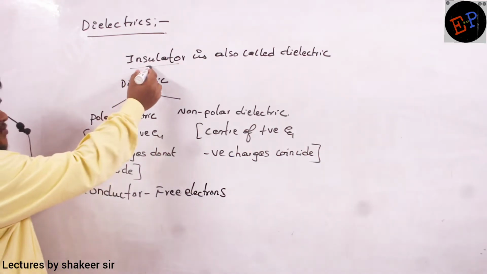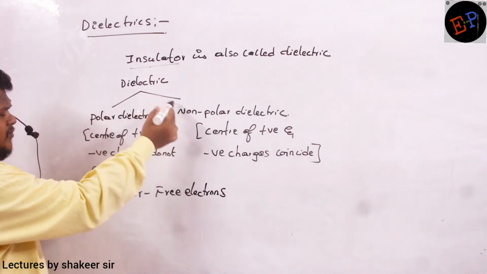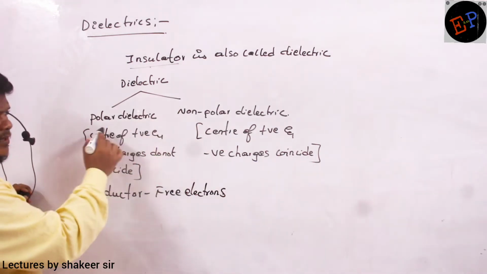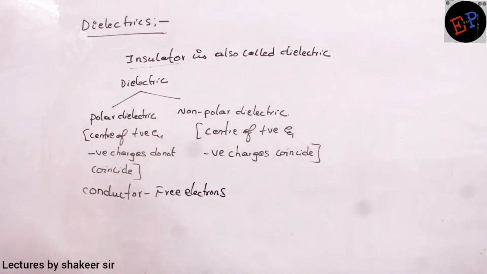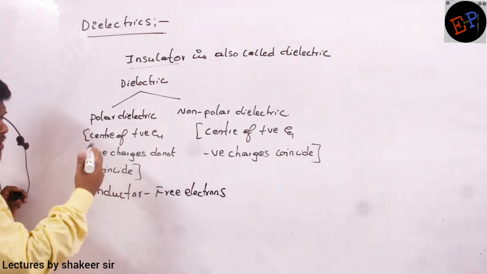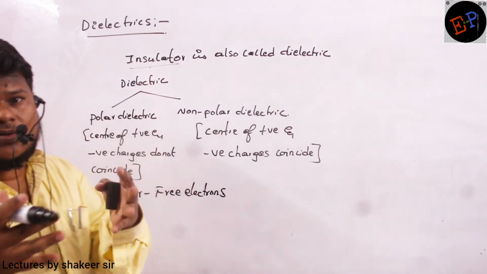So therefore this insulator also I can call it as a dielectric, and this dielectric I can divide into two types. One is polar dielectric and the second one is called as non-polar dielectric. Polar dielectric means what? Naturally the center of positive charge and center of negative charge, they do not coincide.